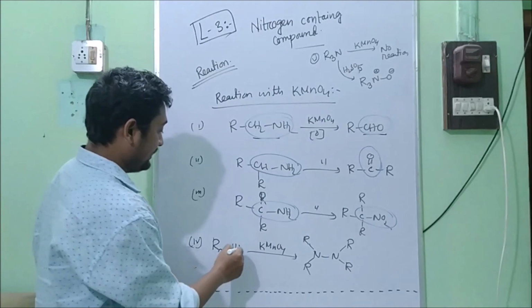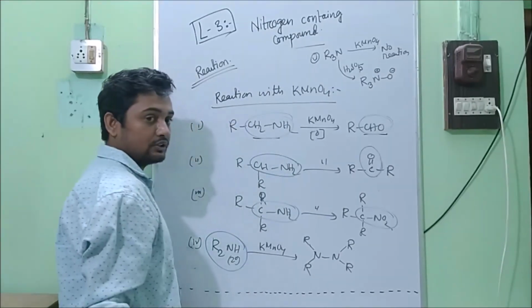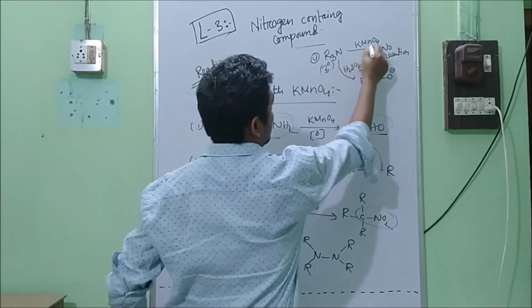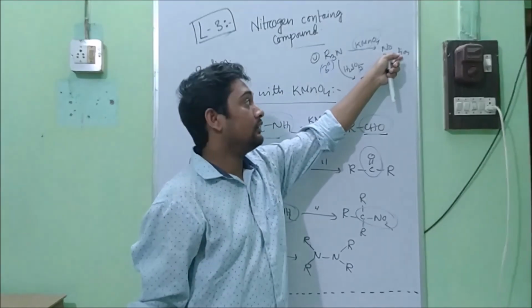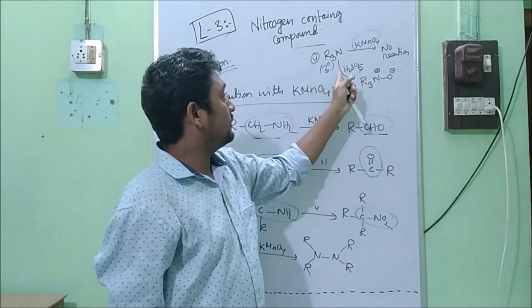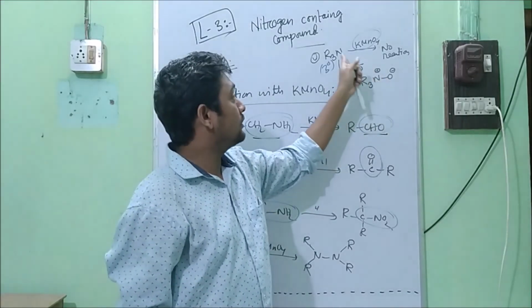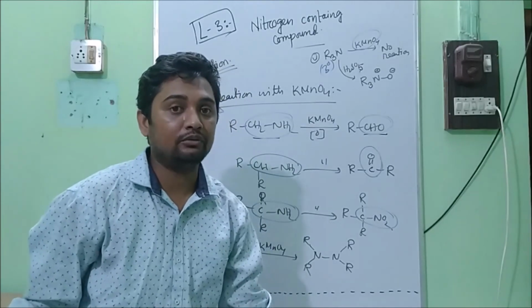Now for 2 degree amine, this one converts and dimerizes together. And for 3 degree amine, if we use KMnO4, then the reaction will not occur. And by using H2SO5, you can introduce an oxygen on this nitrogen atom. So this is the reaction with KMnO4.